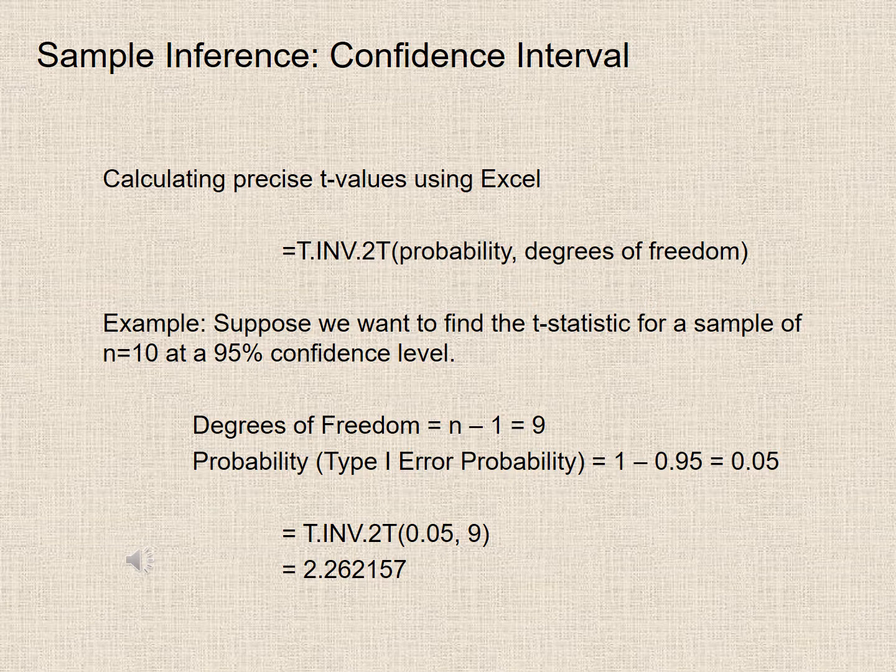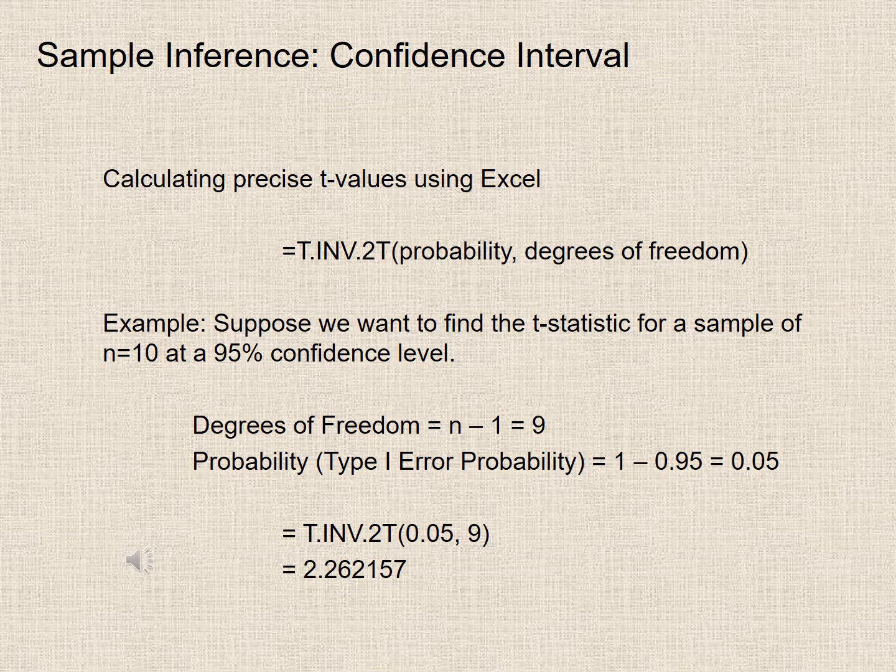If we know the confidence level we want to work at and have our degrees of freedom, we can determine our t-value from a t-table, or we could calculate a more exact value using Excel. In Excel, to do this, we want to calculate the two-tailed t-value using the equation T.INV.2T, and then in parentheses we provide the type 1 error probability, which we'll discuss more below, and our degrees of freedom, separated by a comma.